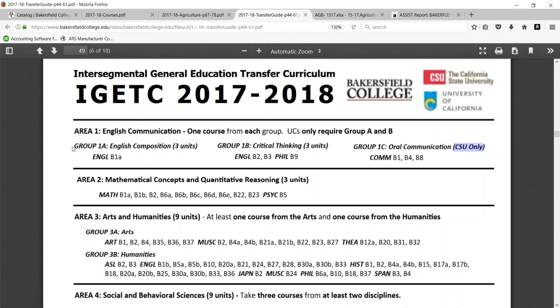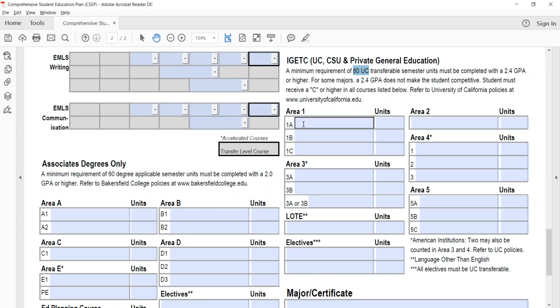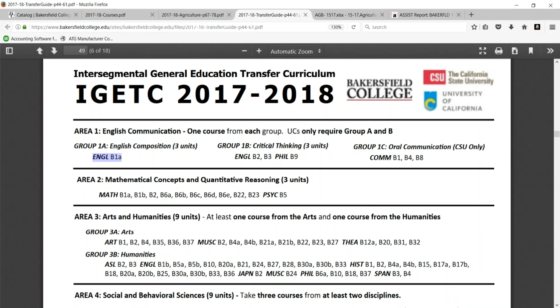So let's start. Group 1A, the classes that we have to choose from, only one. So let's go ahead and plug that in there. We're going to be taking English B1A. That is a 3-unit class, and we're off and running.